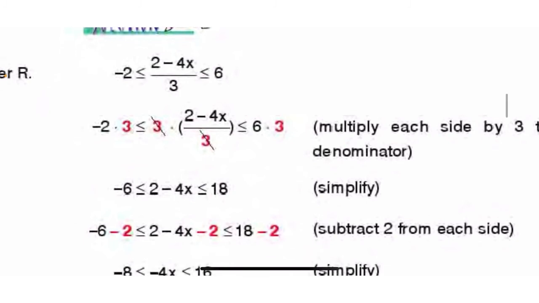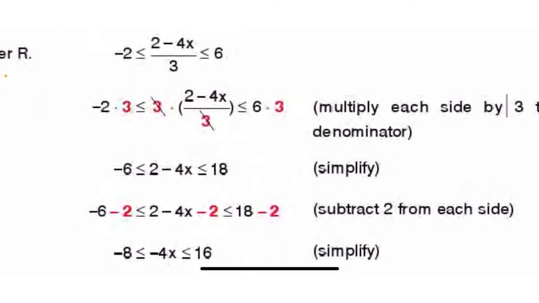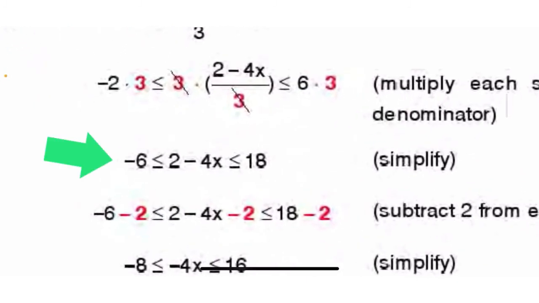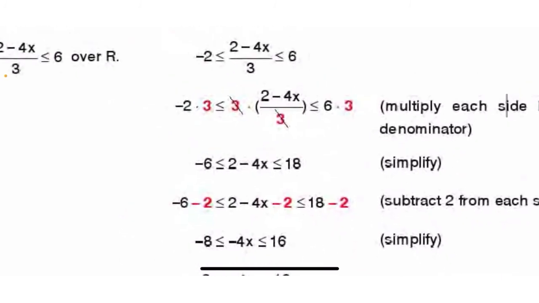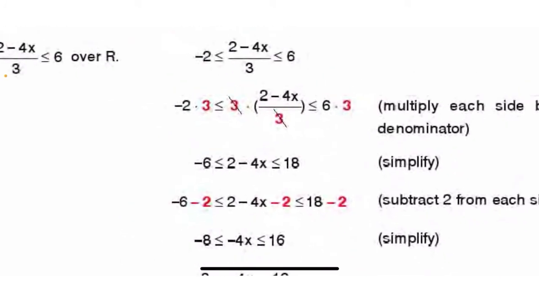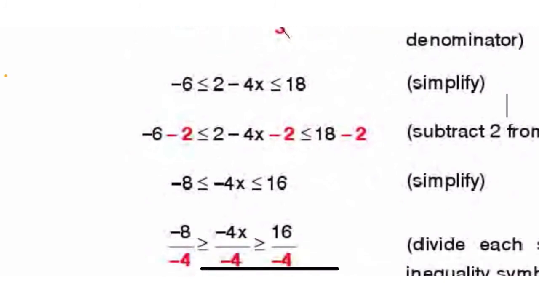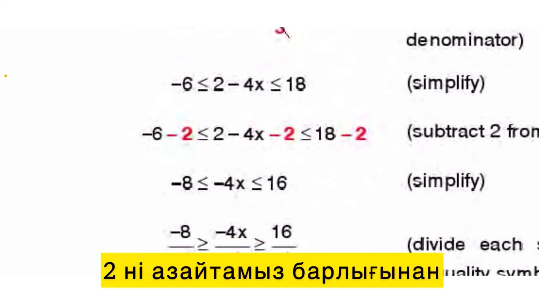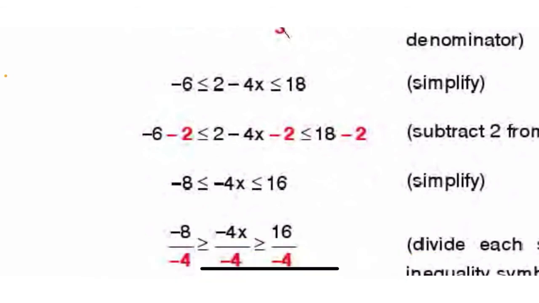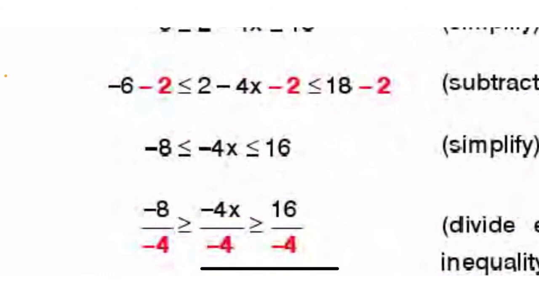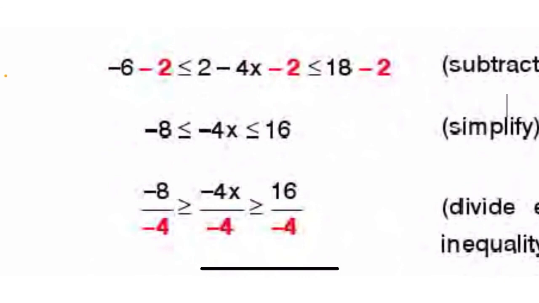We're simplifying like terms. So we got rid of 3, and now we got negative 6 is less than or equal to 2 minus 4x is less than or equal to 18. Now we continue simplifying. In the middle we have 2 minus 4x. Now we have to subtract 2 from both sides. That is negative 6 minus 2, 18 minus 2. It gives us minus 8 is less than or equal to minus 4x is less than or equal to 16.